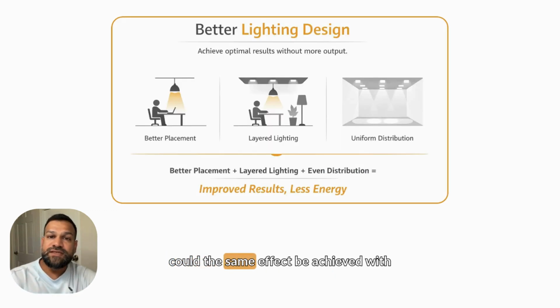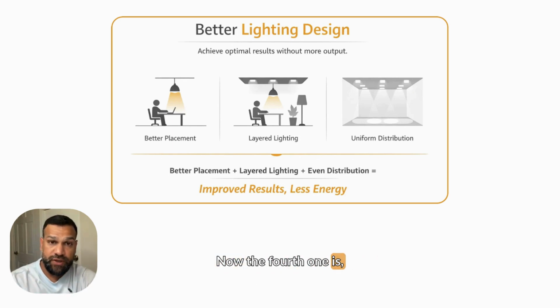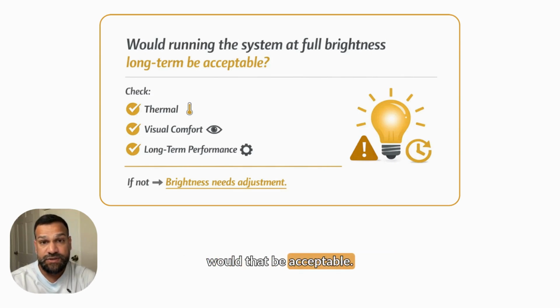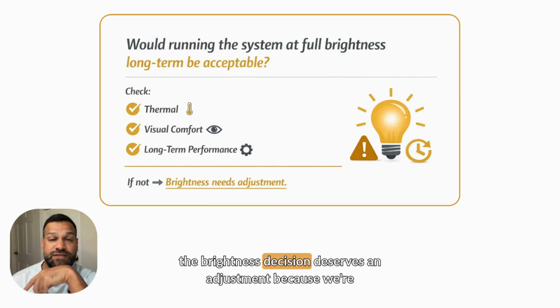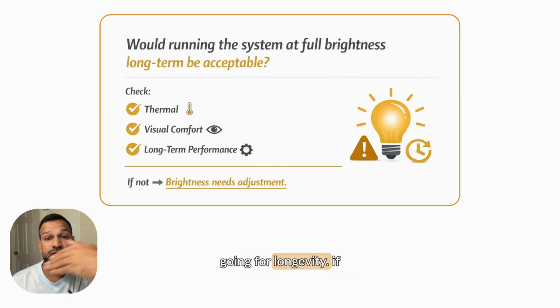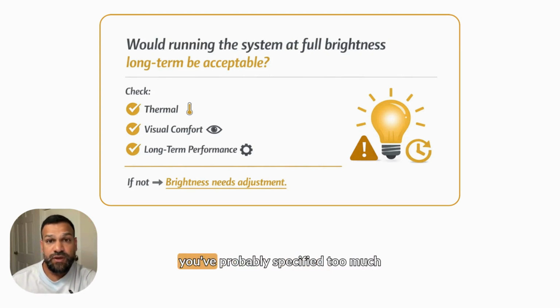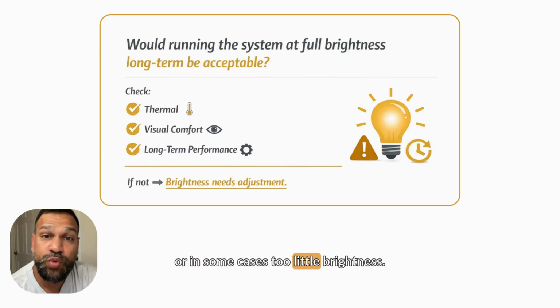Third, could the same effect be achieved with less output? More uniform distribution, better placement, layered lighting, not just depending on that one light source. Now the fourth one is, if this ran at full output for long periods, would that be acceptable? Thermally, visually, long term. If the answer to number 4 is no, then the brightness decision deserves an adjustment because we're going for longevity. If you wouldn't be comfortable running it at full output long term, you've probably specified too much brightness, or in some cases, too little brightness.